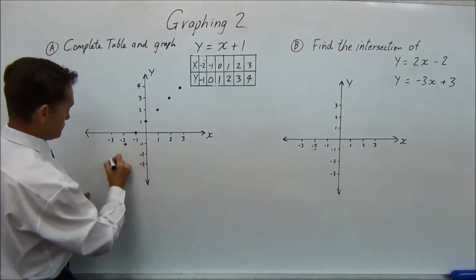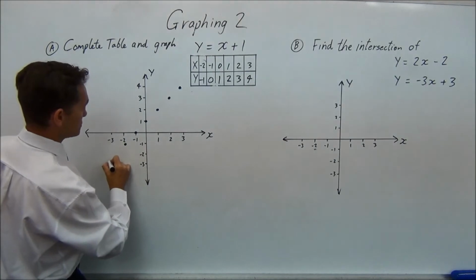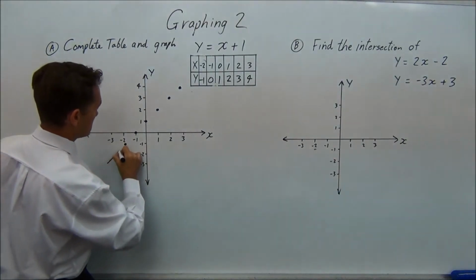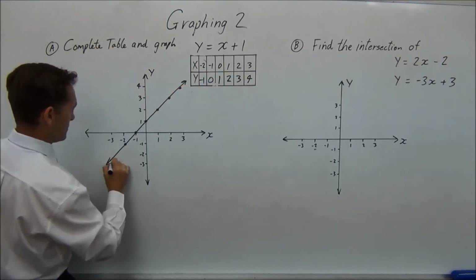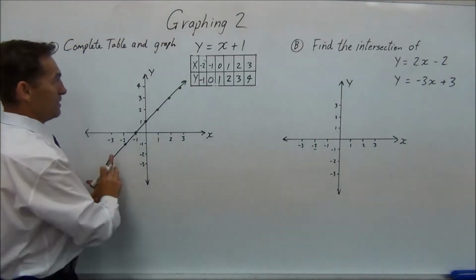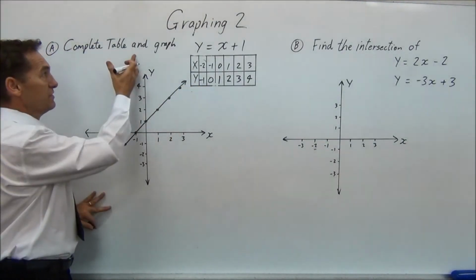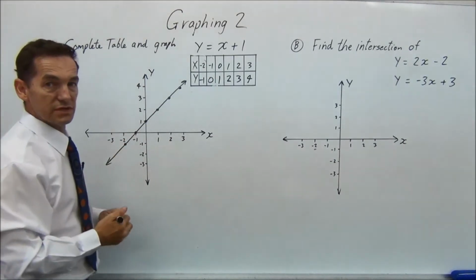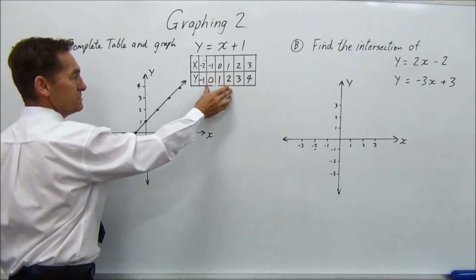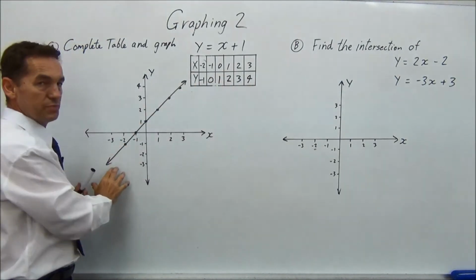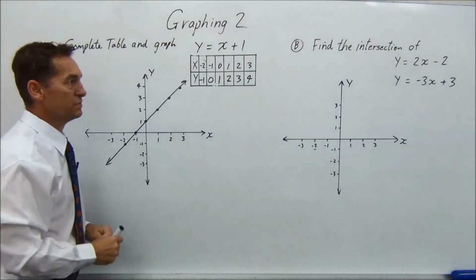And then you just draw a line through them. Let's see how my line drawing is going today. Hopefully pretty straight. You should use a ruler, by the way. And you get that. You've graphed that. So that should be pretty straightforward. Putting numbers into a table and then plotting them on there. That should be pretty straightforward.